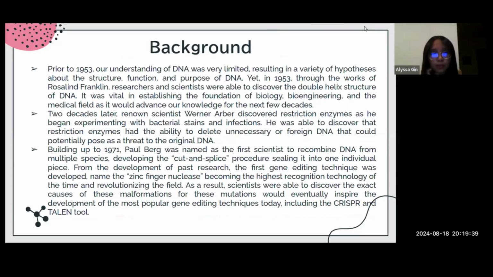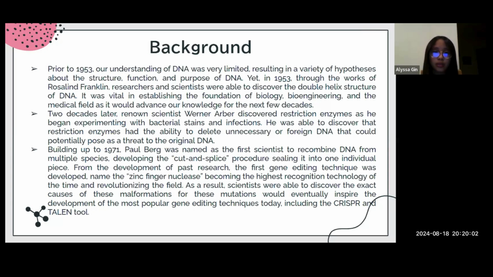So for some background, prior to 1953, our understanding of DNA was very limited, resulting in a variety of hypotheses about the structure, function, and purpose of DNA. Yet in 1953, through the work of Rosalind Franklin, the double helix structure was discovered, which was vital in establishing those fields.